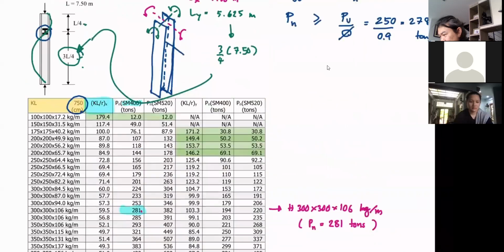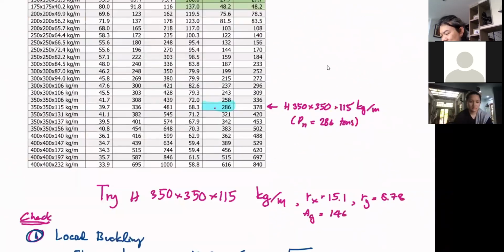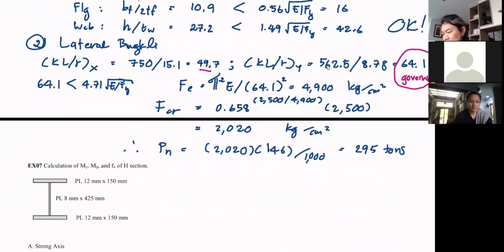Let's go back up. Yeah, 278. So in the end, after we select this, the predicted strength, not predicted, nominal strength I should say, is 295. So we are good to go. Okay, so that's it. If you can follow this, if you can understand what we're doing here, you are very good to go, and you can now design compression members.